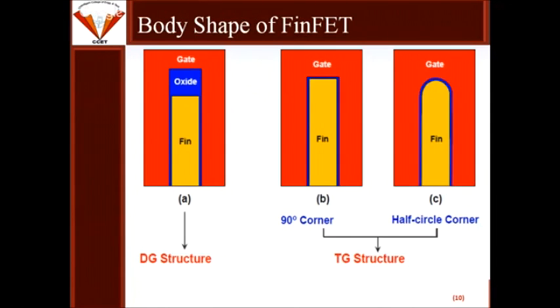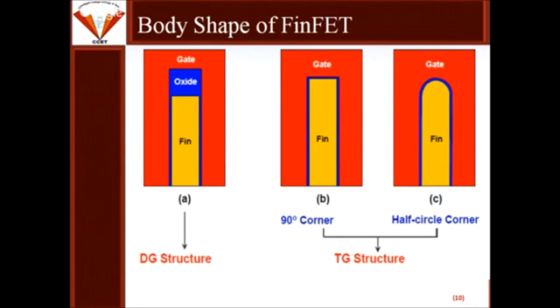While in the Tri-Gate structure, we will have a gate covering the 3 sides of the fin, and we can have 2 possibilities, 90-degree corner and half circle corner. We'll see later on why these 2 configurations are not good or advantageous, because of some corner effect in the 90-degree corner, and if we try to use the half circle corner, then in that case the crystalline structure is changing along with the width.